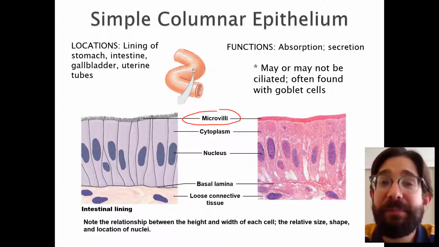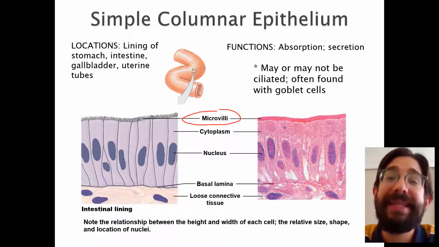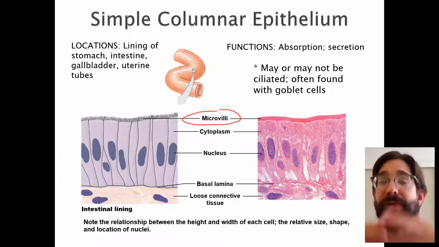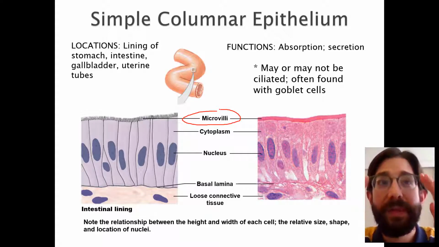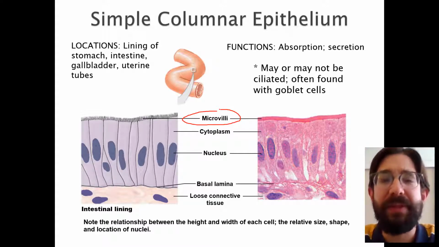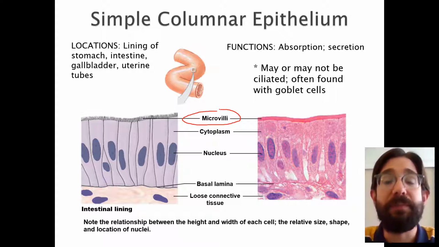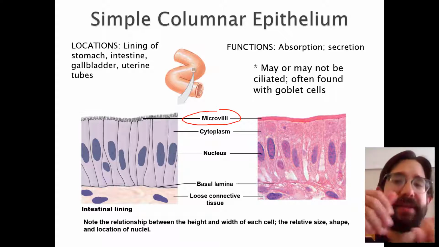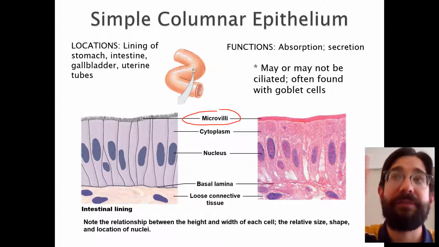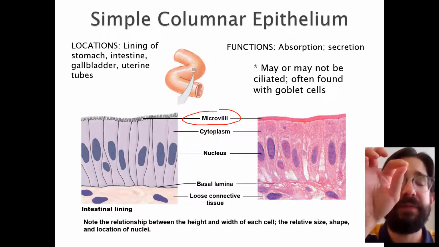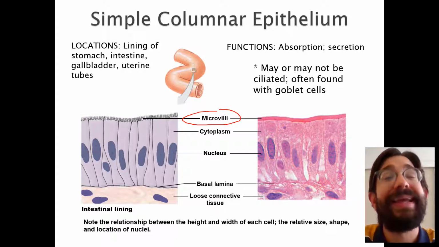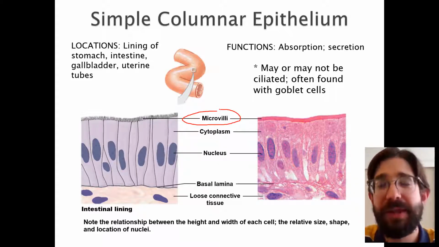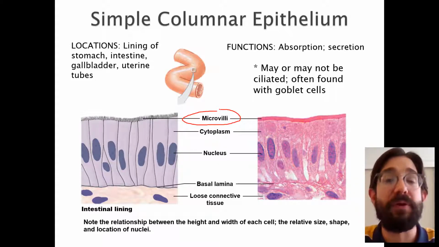But other parts of simple columnar epithelium will have cilia. And remember from our previous discussion, cilia is used to move substances over the surface of cells. So, why do we have simple columnar epithelium in the uterine tubes, aka the fallopian tubes? Because they make a current to help move the egg from the ovary into the fallopian tube and down towards the uterus. So, simple columnar epithelium, it's got a lot going on. Multiple functions in different parts of the body with different goals.